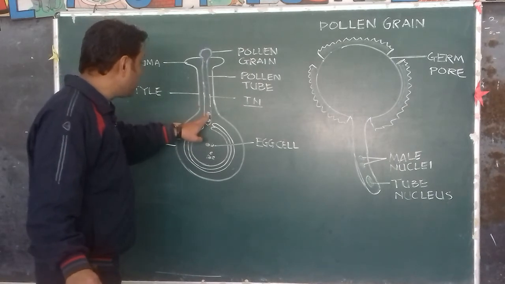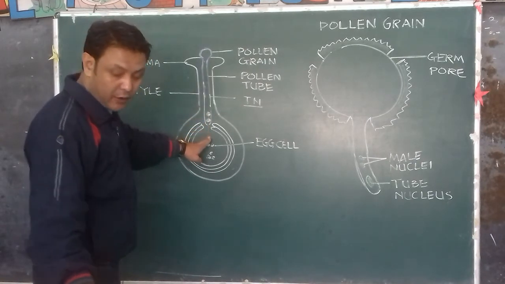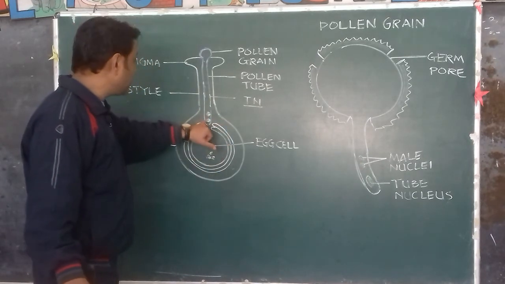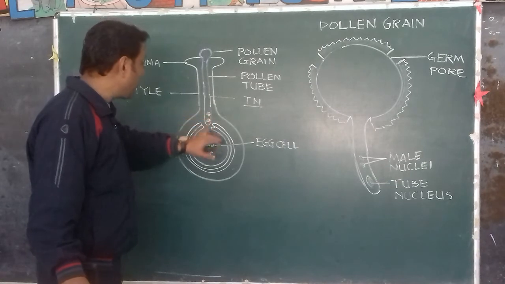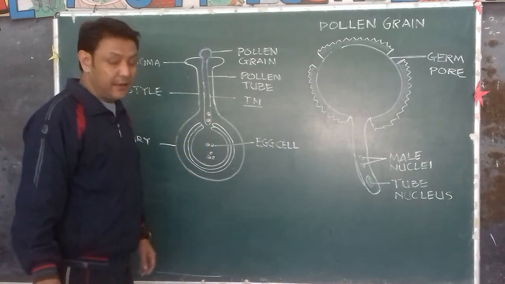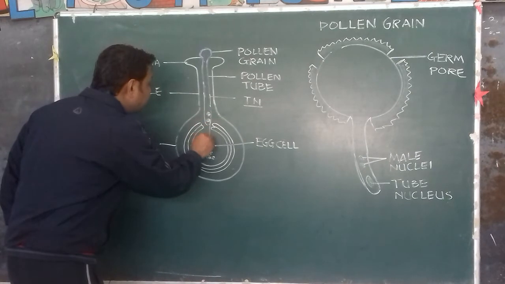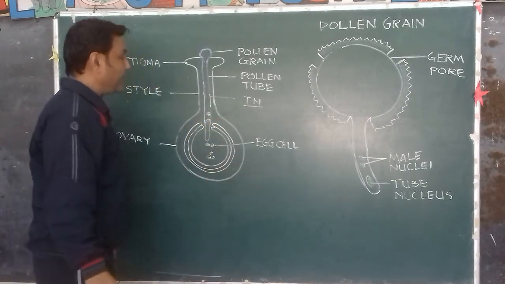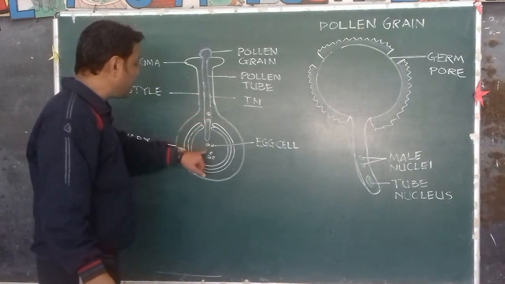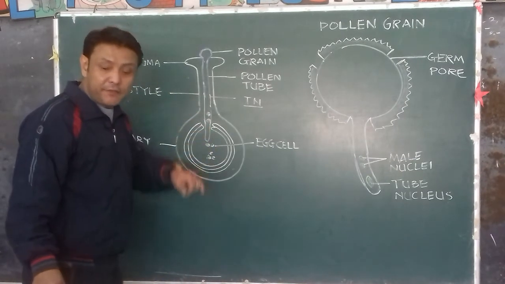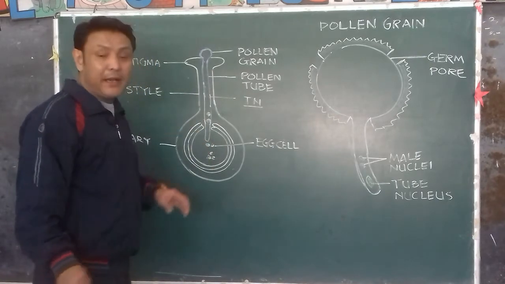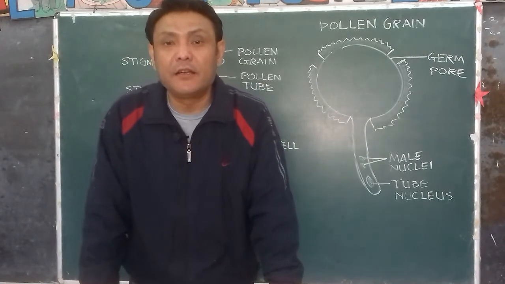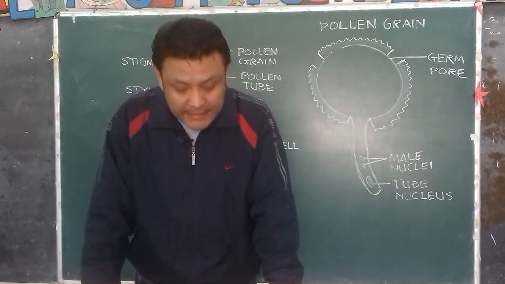So as it enters into the ovary of the gynoecium, these male nuclei or male gametes will fuse with the egg cell. As it reaches, it releases the male nuclei or the male gametes, and it fuses with the egg cell. This fusion of the male and the female gamete is known as fertilization, which results in the formation of a single cell structure called the zygote.